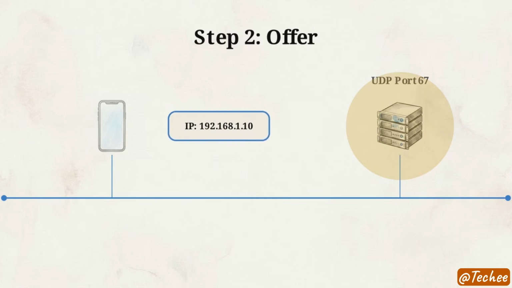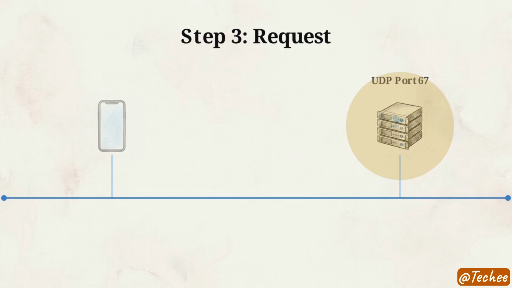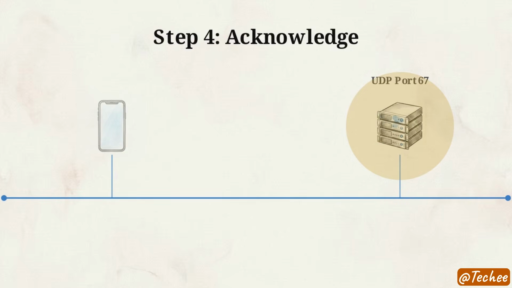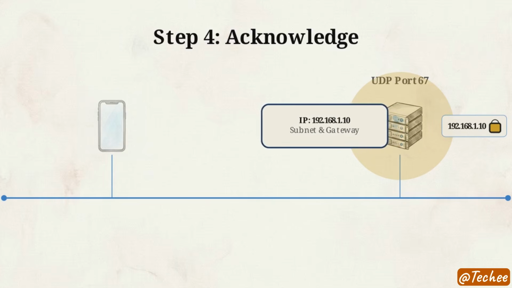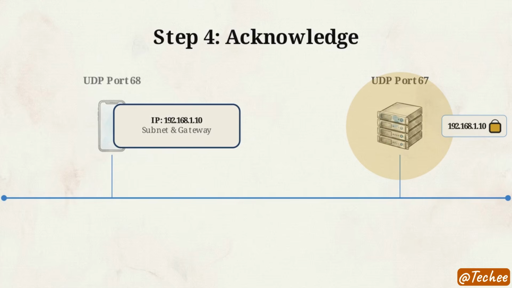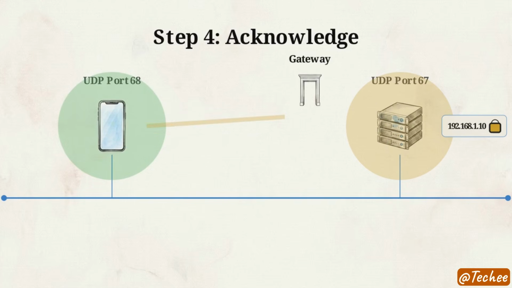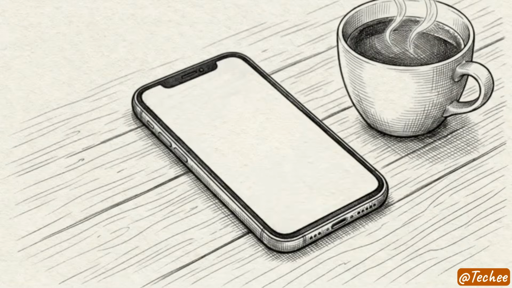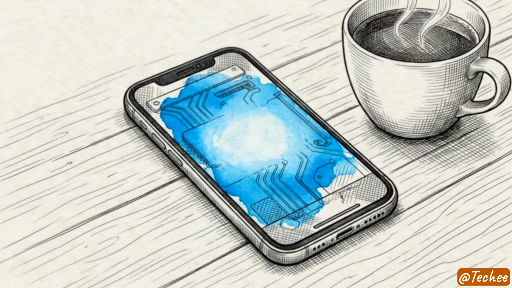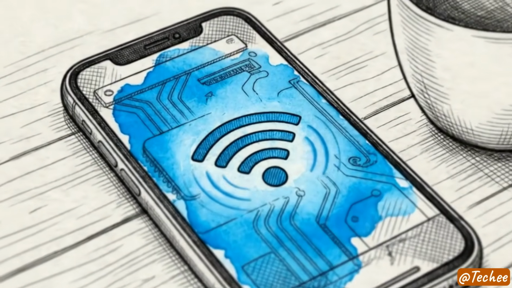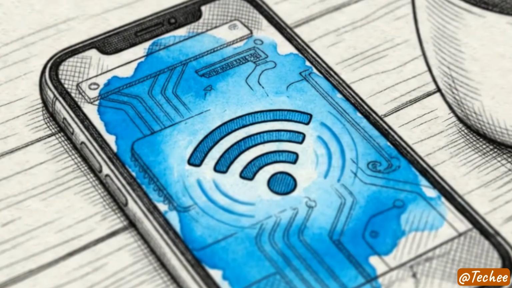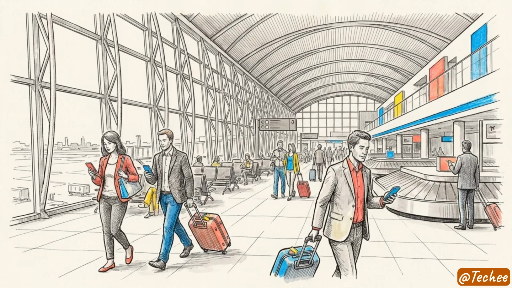Step 2 is the offer. The DHCP server hears that shout, reserves an available IP address from its database, and proposes that specific number back to your phone. Step 3 is the request. Your phone formally accepts the server's proposal, sending a message back to confirm it wants to use that exact address. Finally, step 4 is acknowledge. The server locks the assignment into its records and sends over final details, like where to find the gateway, which is the digital exit door that leads out to the rest of the internet. Discover, offer, request, acknowledge. That complex negotiation is fully completed in the milliseconds it takes for the Wi-Fi icon to light up on your screen.